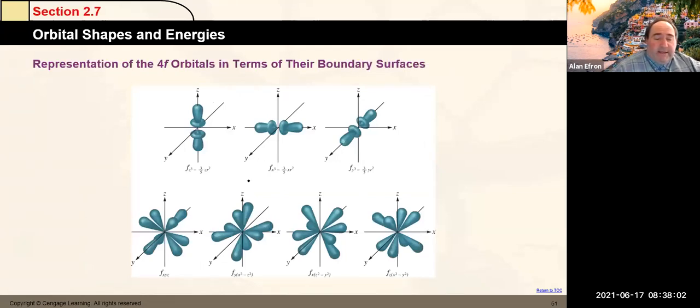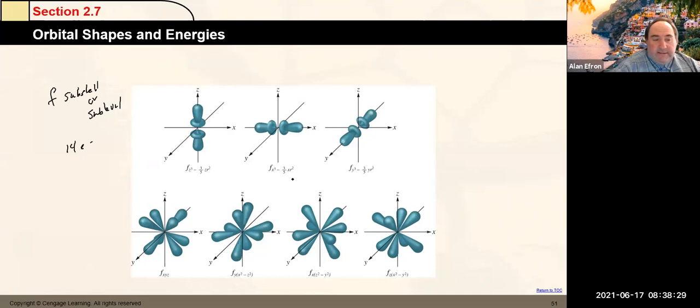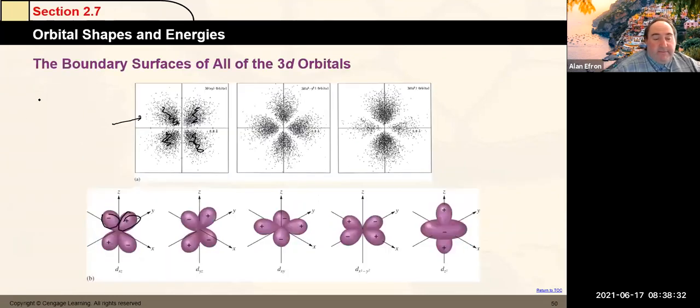Then we obviously have our 7 different f orbitals. They look like a couple of d orbitals together. You can see each of these would hold 2 electrons, and this would be referred to as the f subshell or sublevel, which could hold a maximum of 14 electrons, 2 in each of these. Just like back here, this would be the d subshell or sublevel.